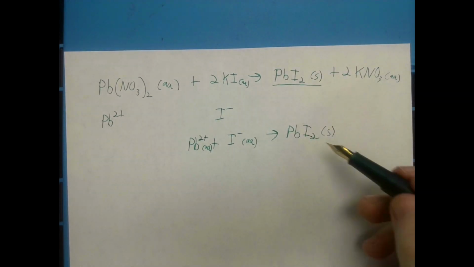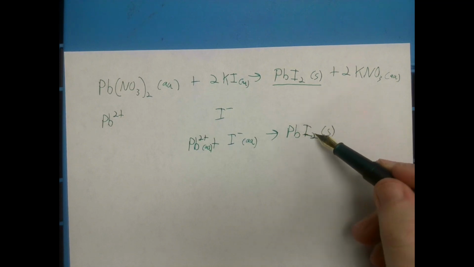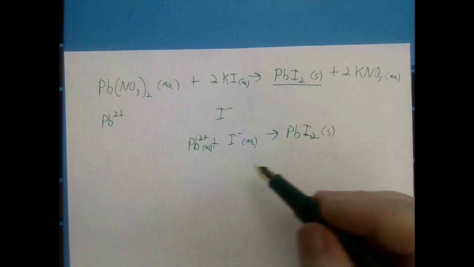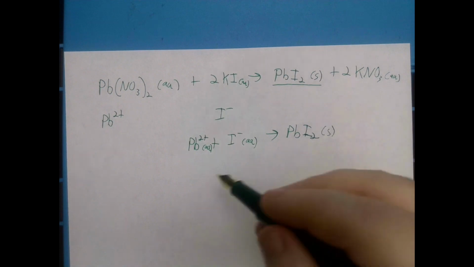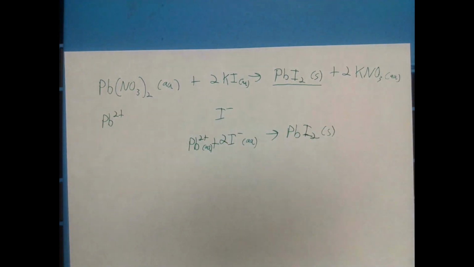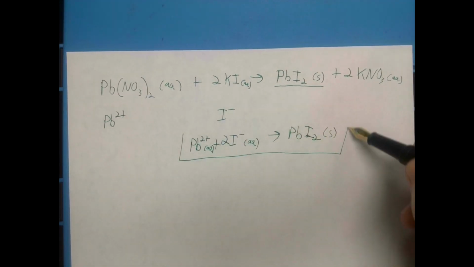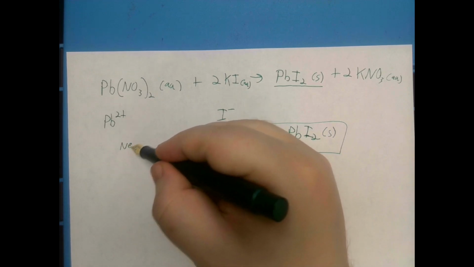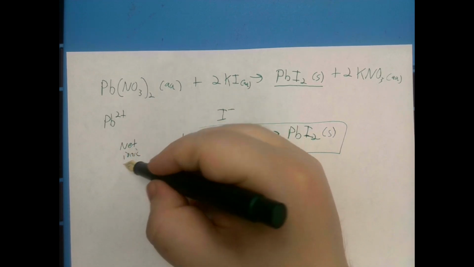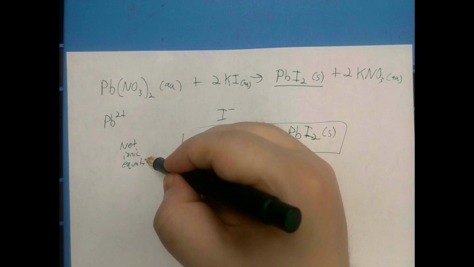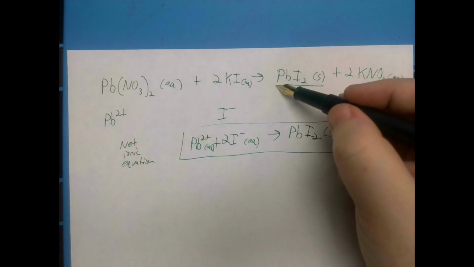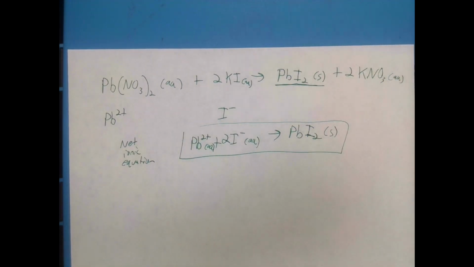To balance this out, we know we need 2 iodide on the right. We have 2 iodide on the right, so we need 2 on the left. So this would be the net ionic equation. And this is mostly the easiest way of doing it. We know that this is going to be our solid. These are the only ions that contribute to it.